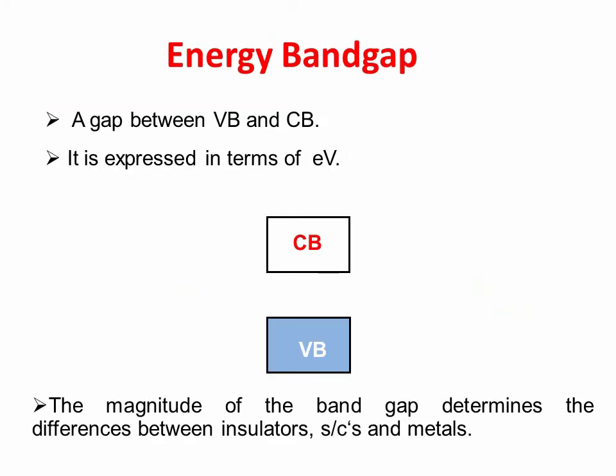Next, let us see what is energy band gap. It is the gap between the valence band and the conduction band. In other words, we can say it is a gap between the higher energy of the valence band and the lower energy of the conduction band. It is expressed in terms of electron volt. The magnitude of the band gap determines the difference between insulators, semiconductors and metals.